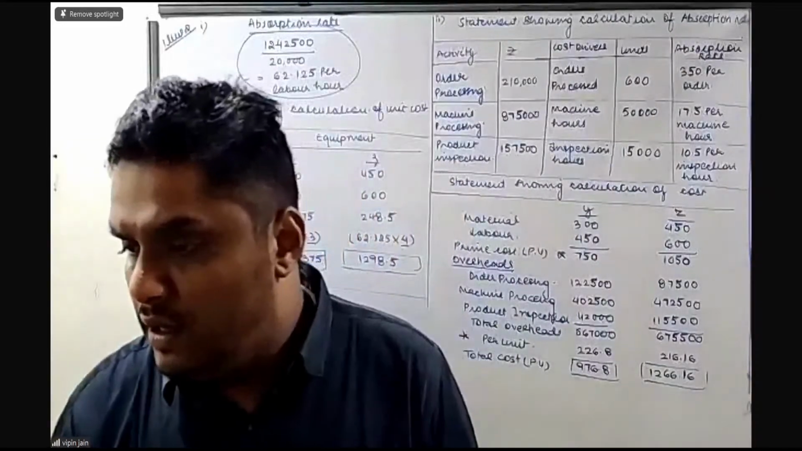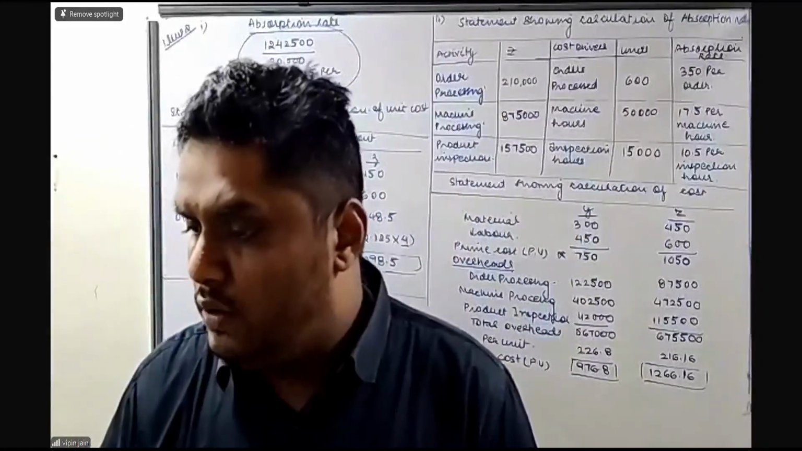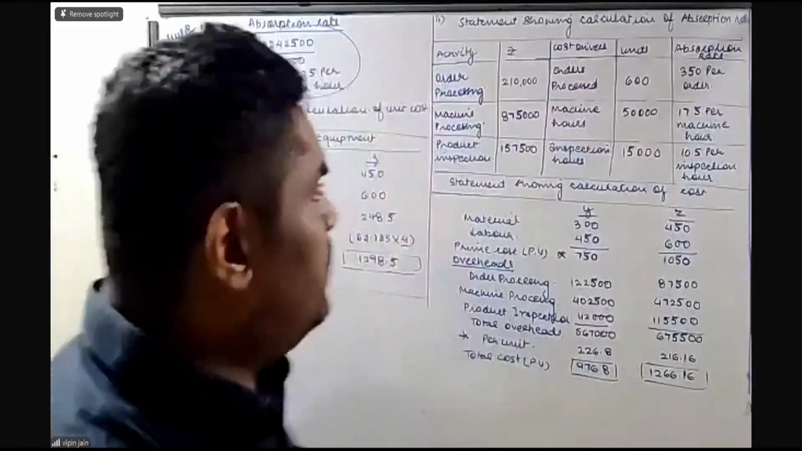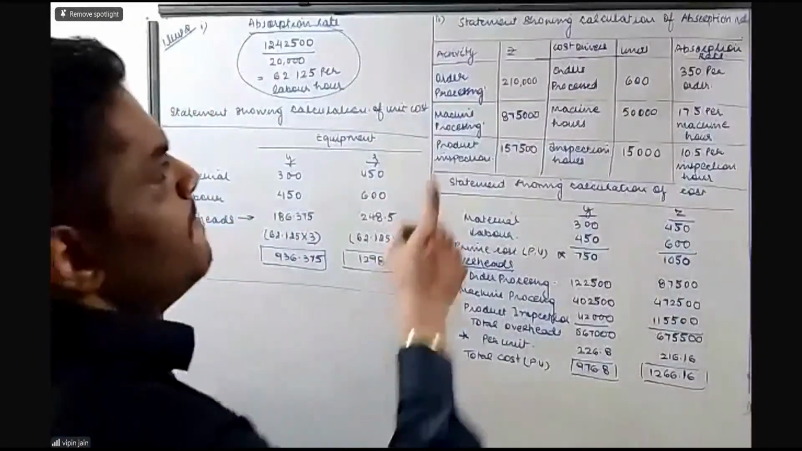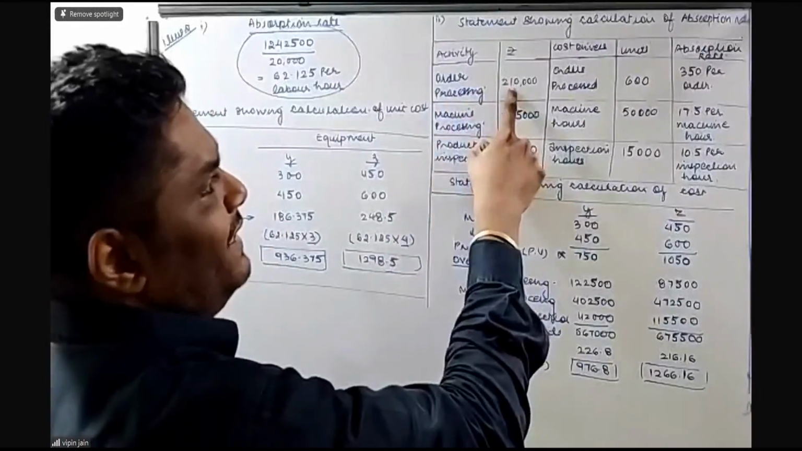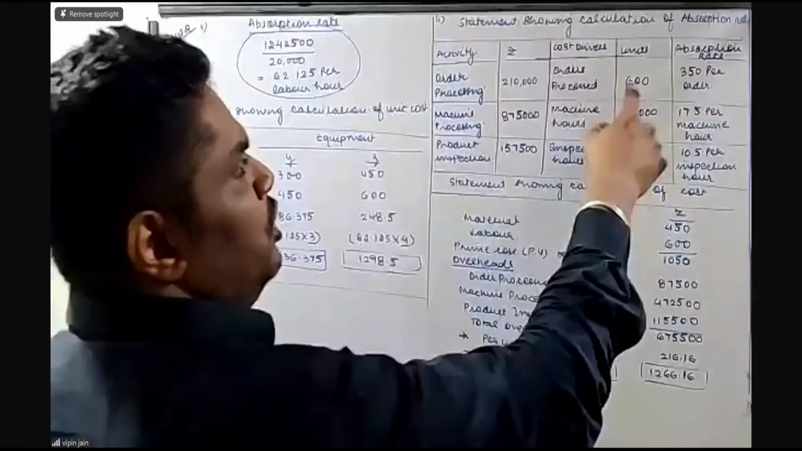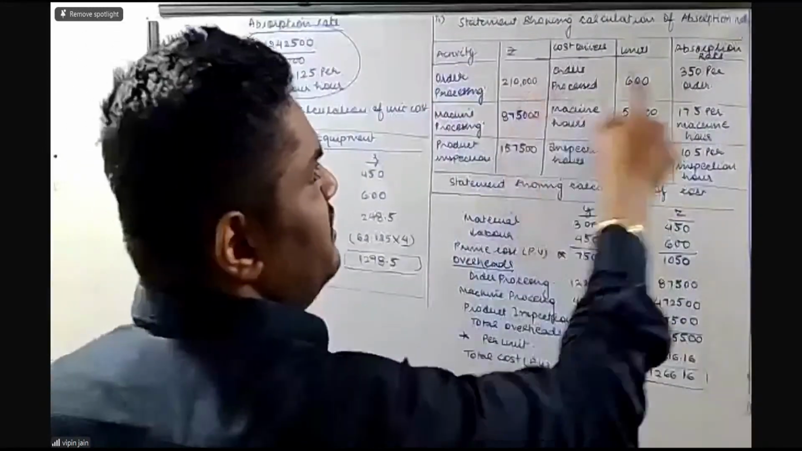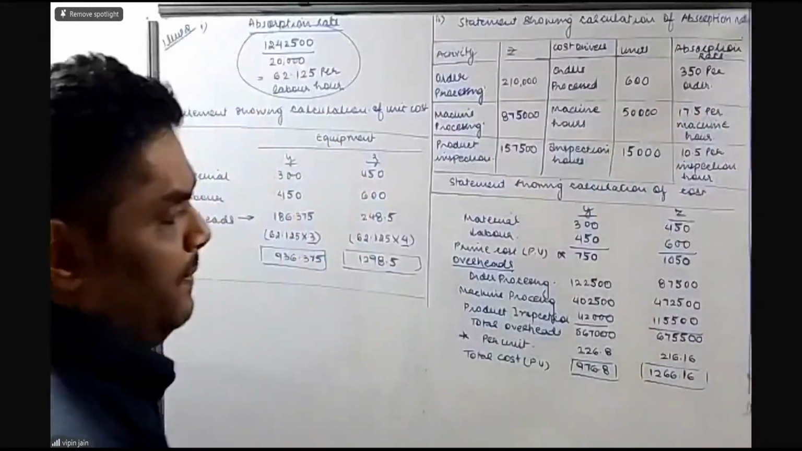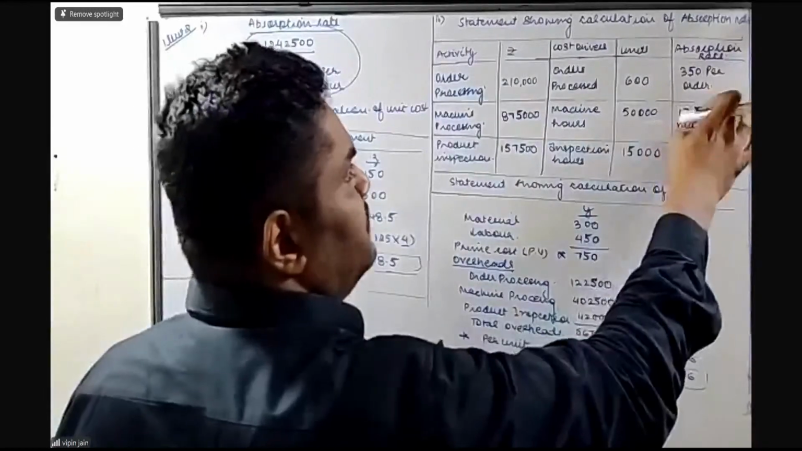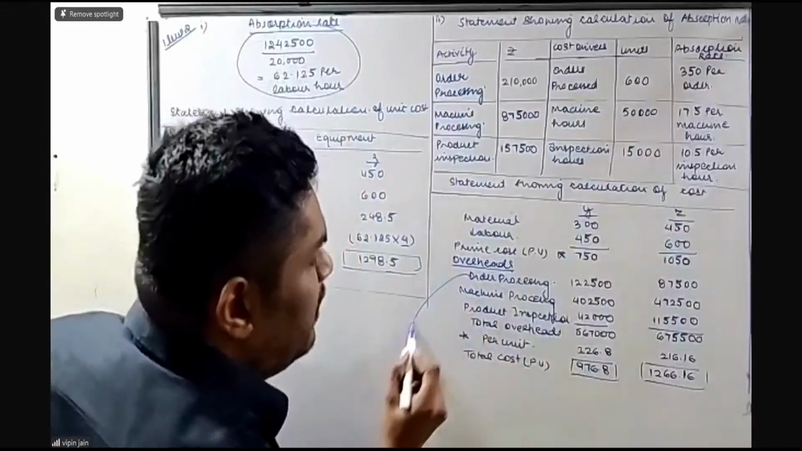Okay, Bhavna Garg asks, sir, how did you calculate the order processing overhead cost? So Bhavna, order processing cost is 2,10,000. It is given in the question. 600 orders are given in the question. So it is 350 per order. So the ordering absorption rate is 350 per order.